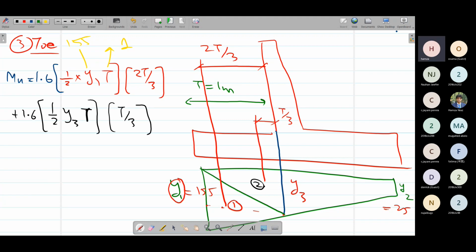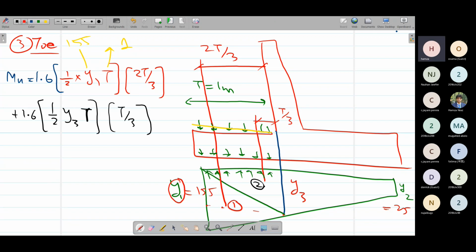Now some concrete load is also acting. These bearing pressures are acting towards the top. The concrete weight is acting in the bottom direction, and the front fill is also acting in the bottom direction. So we are going to ignore this front fill. We are only going to take this concrete weight.